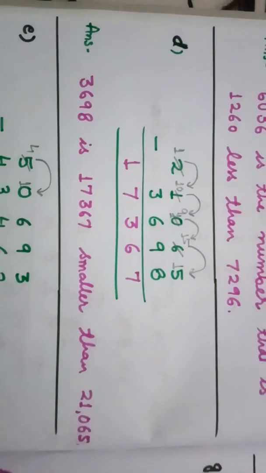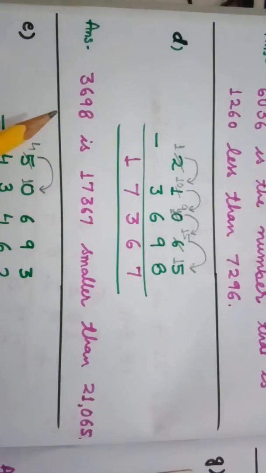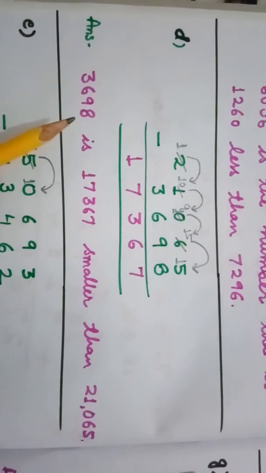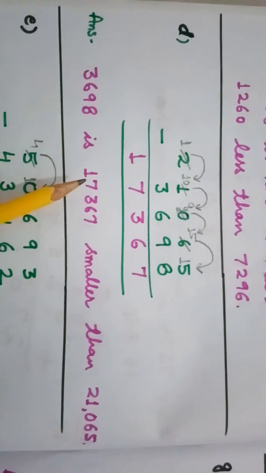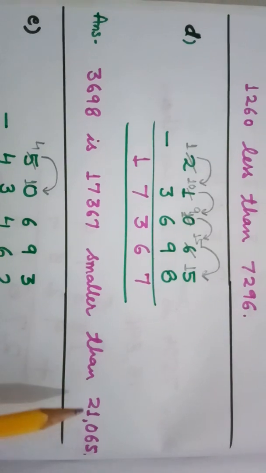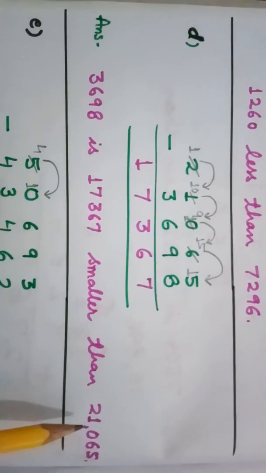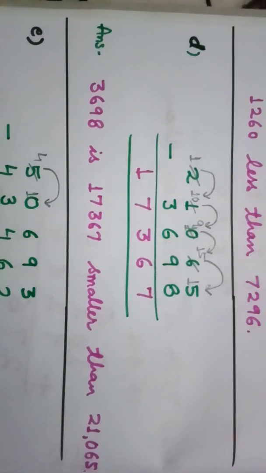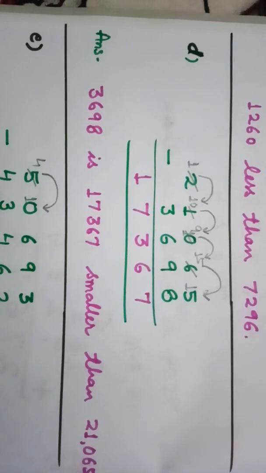So the number is 17,367. Then you will write the answer that 3,698 is 17,367 smaller than 21,065. Clear? This is the way we have to write the solution for D.